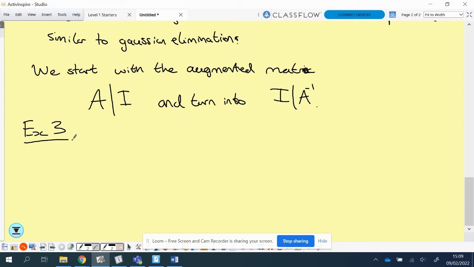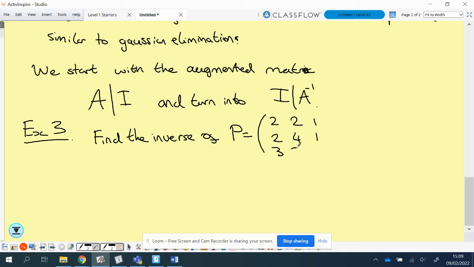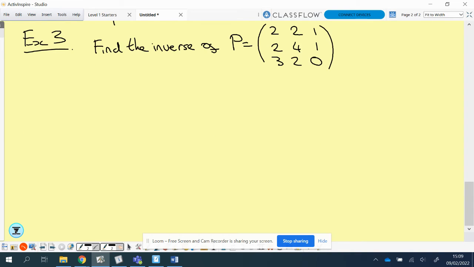Okay, so we're going to find the inverse of matrix P, just 3x3, and that equals 2, 2, 1, 2, 4, 1, 3, 2, 0. Okay, so that's a 0, not a 6. Let's change that, it'll just be 0. So we're going to start with the matrix for P, and our job is to get the inverse matrix. So we start off with the augmented matrix.